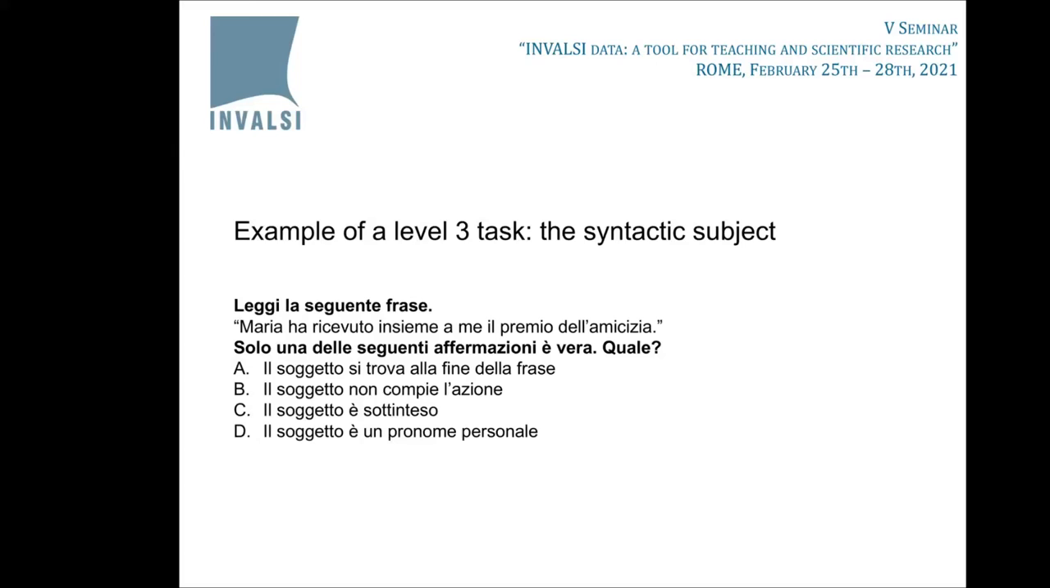And the correct answer, so there are different claims about the subject. And the correct claim in this case is that the subject does not complete the action, which is really challenging for the students to indicate because it contradicts one of the most well-known definitions about the subject. So usually students say that the subject always completes the action. And in this case, the subject undergoes the action. So the students just have to let it go and choose an answer which contradicts a very well-known definition.